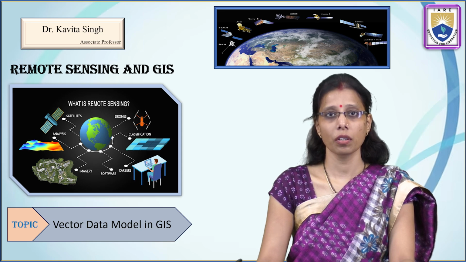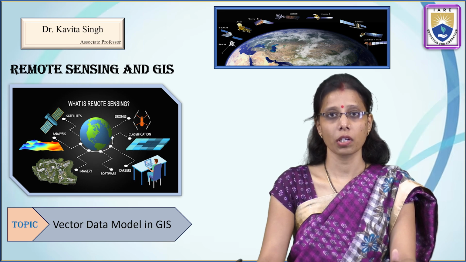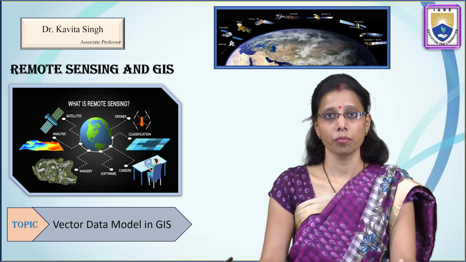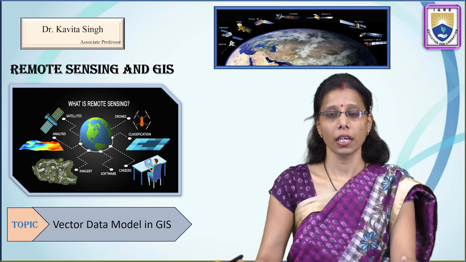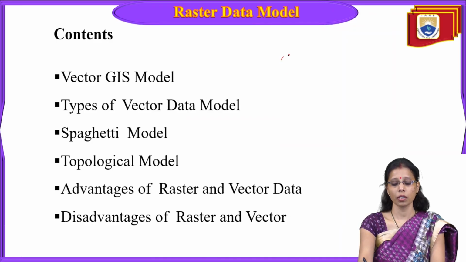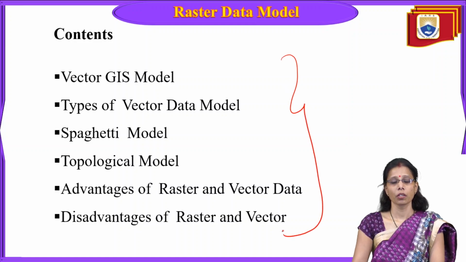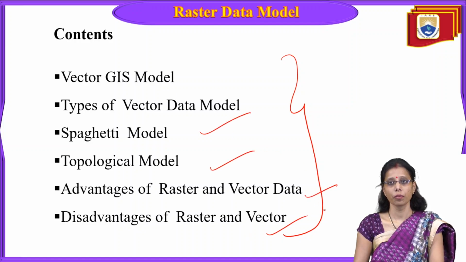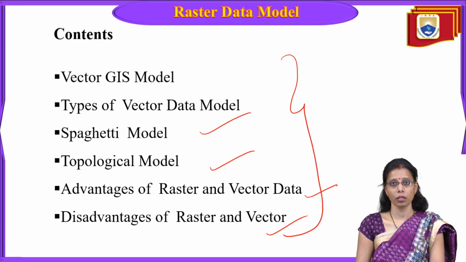In this data model we have two types: the spaghetti model and the topological model. How each works and which type of model is useful for any kind of project work, let us discuss today. Before we enter this topic, let us see the contents: vector GIS model, types of vector data model, spaghetti model, topological model, advantages of raster and vector, and disadvantages of raster and vector. All this we are going to learn today.